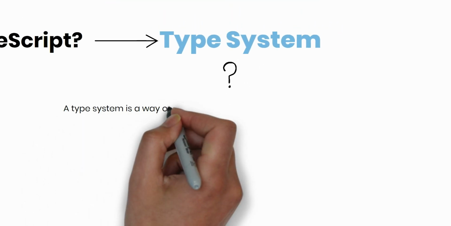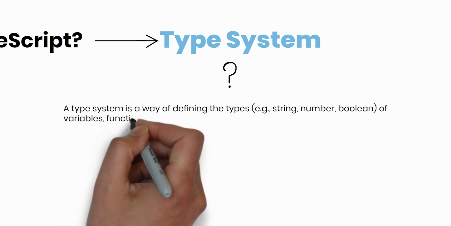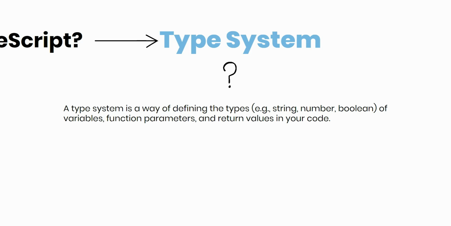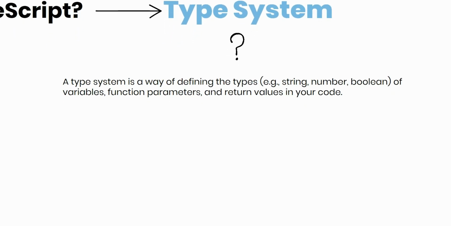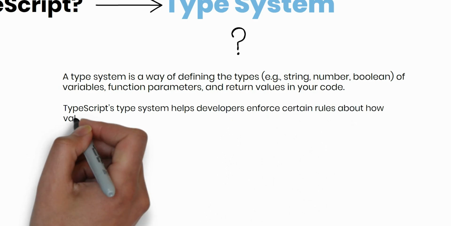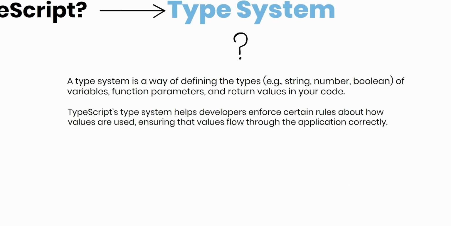A type system is a way of defining the types, like string, number, boolean, of a variable, function parameter and return values in your code, which means if you have a variable and a function with parameters, and if the function returns values, then you can specify the type of the variable, the type of the function parameters, and what kind of data the function is going to return. So the TypeScript type system helps developers enforce certain rules about how values are used, ensuring that values flow through the application correctly.